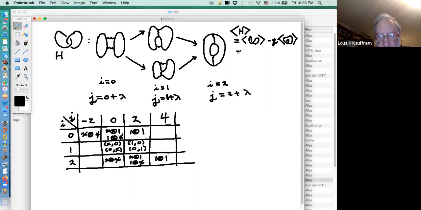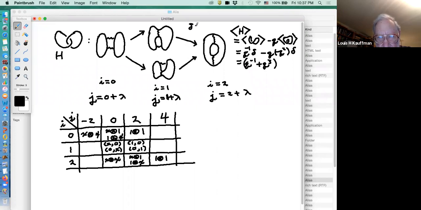And now I'm going to use my shortcuts. This is a positive curl. And so that gave me a Q inverse and then times the value of the loop. And then the other one is minus Q, and this is a negative curl. And so it gives me a minus Q squared times the value of the loop. And so that gives me altogether Q inverse plus Q cubed times the value of the loop.